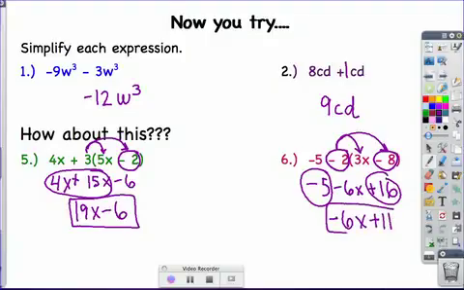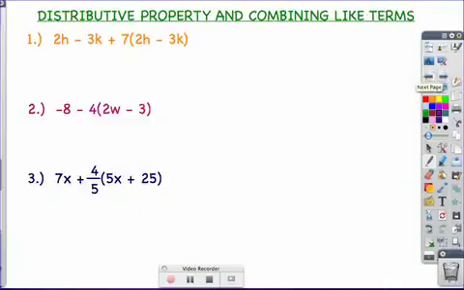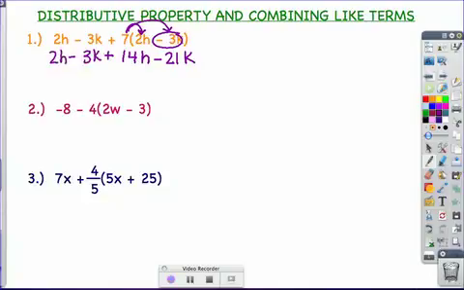For number 1, we distribute 7 to 2h and to negative 3k. So we get 14h minus 21k. And we recopy the rest of the question. Next, I combine like terms. My 2h and my positive 14h become 16h. I can also combine negative 3k and negative 21k to get 16h minus 24k, our final answer.